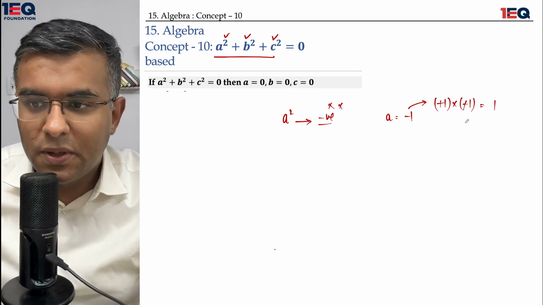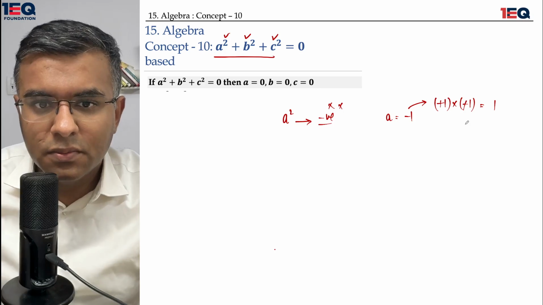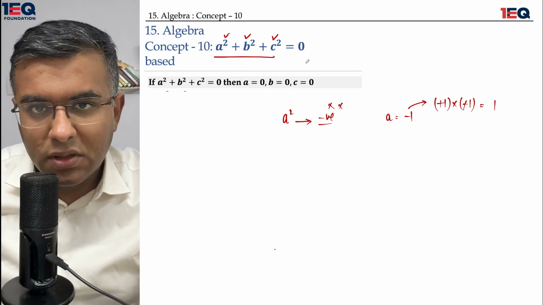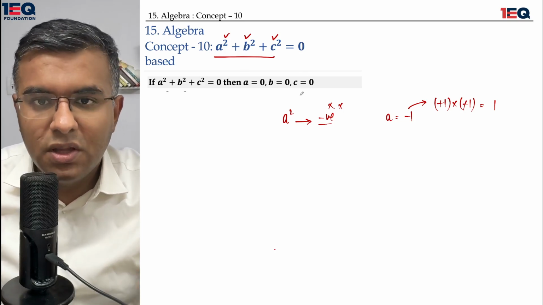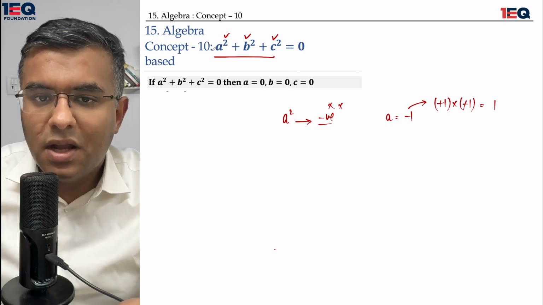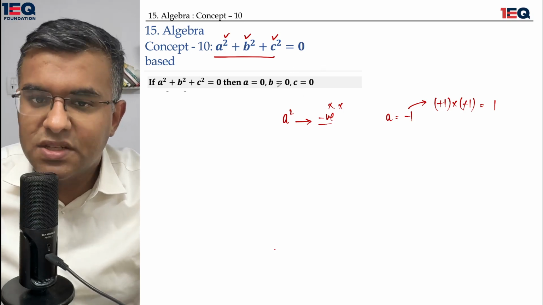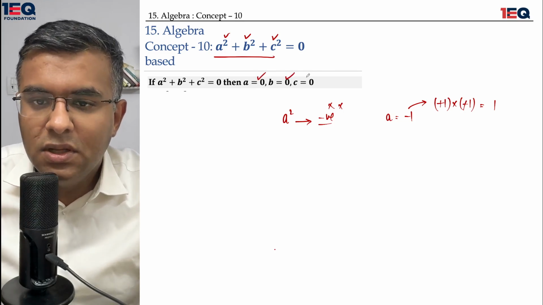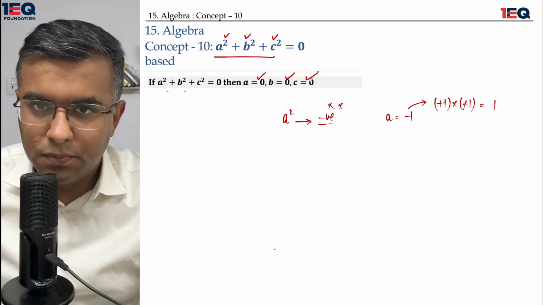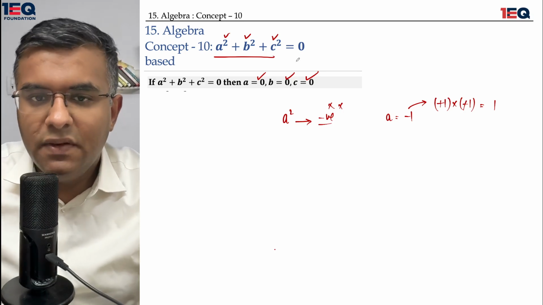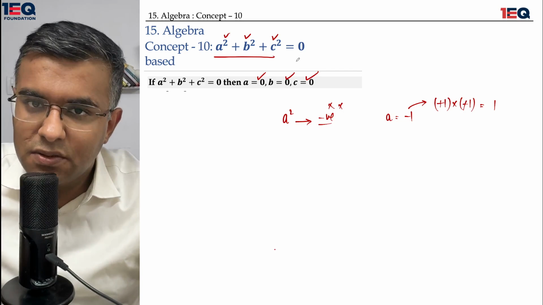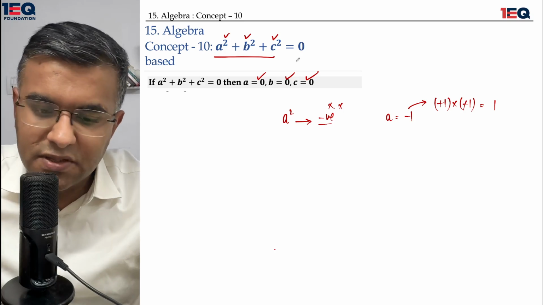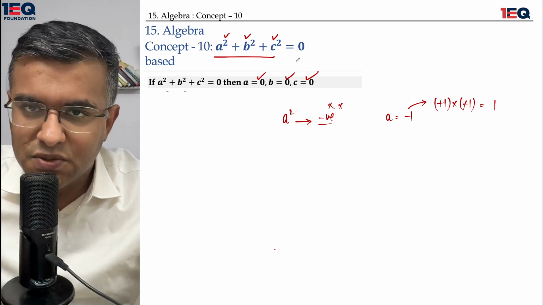So I hope you're able to understand what I'm talking about here, right? So all the numbers, even though they would be negative, would not fulfill my situation. My situation would only be fulfilled when I assume that all the three numbers are 0, right? So anywhere you see that a square plus b square plus c square is equal to 0, by default automatically assume that a is equal to 0, b is equal to 0, and c is also equal to 0.